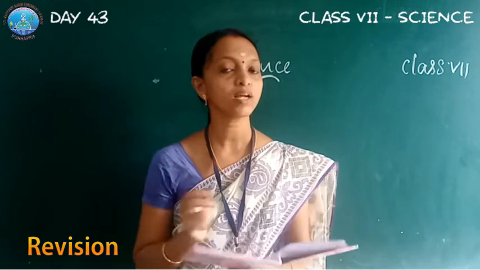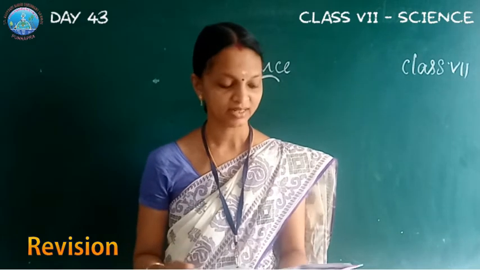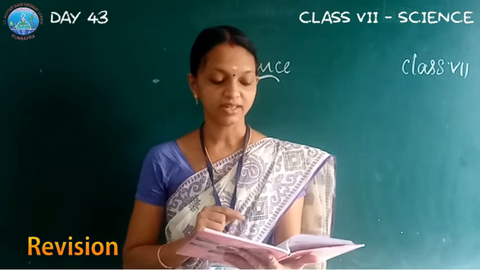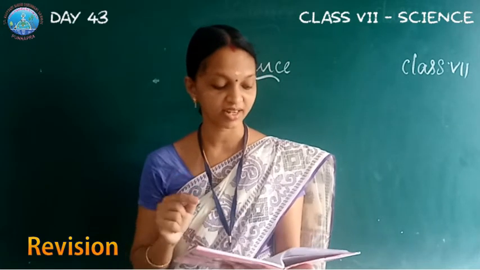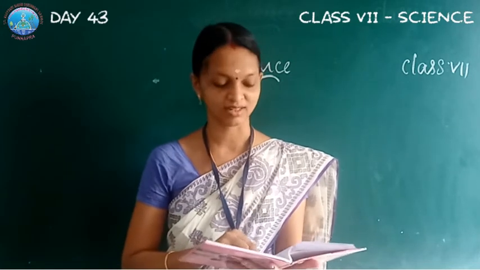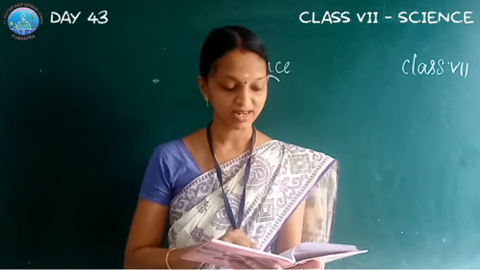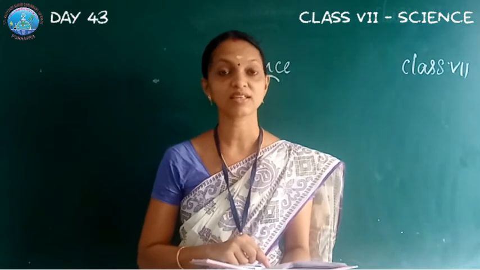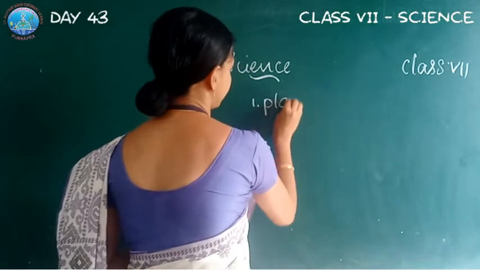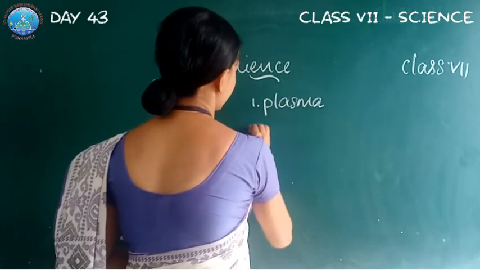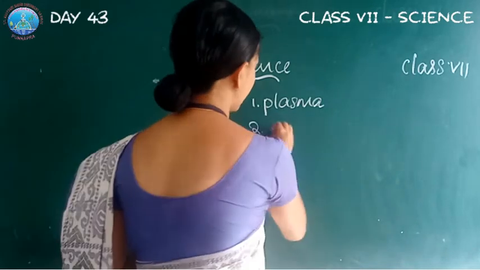There are four components of blood. Plasma is a liquid part of blood which is yellowish in color and contains 90% of water. It contains food, enzymes, waste and proteins, etc. First component of blood is plasma. Okay. Second component, RBC.